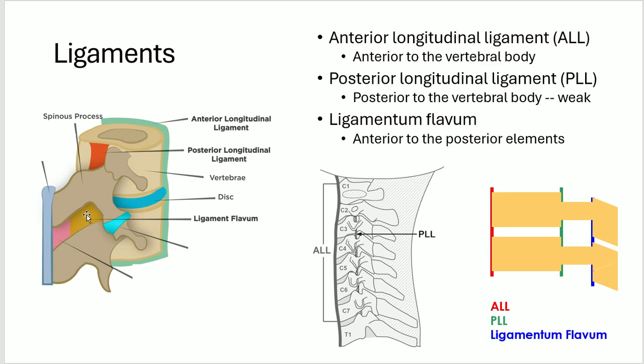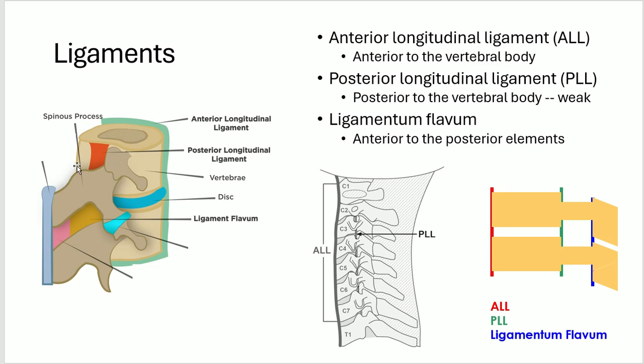So what does all of this mean? Let me ask you this. What sits in the hole in the middle? The spinal cord, right? So the anterior longitudinal ligament is the only ligament that does not impact the spinal cord. The rest of them do.